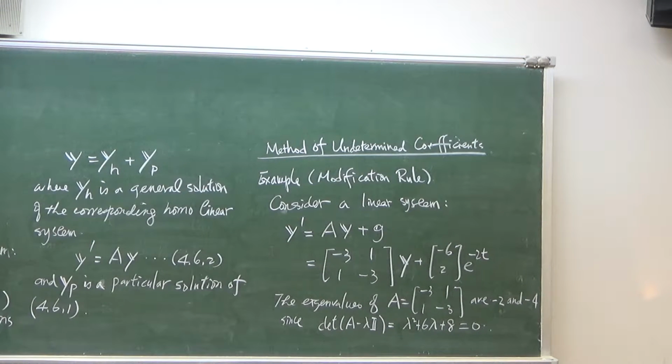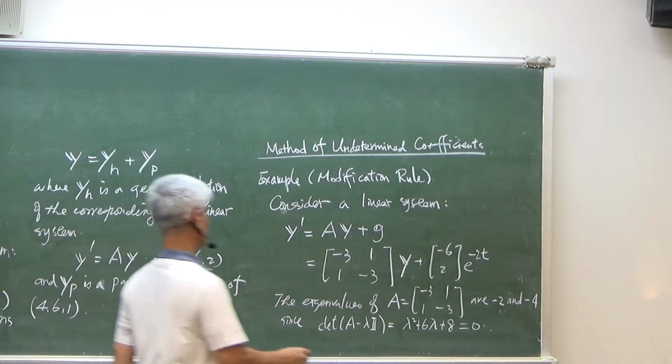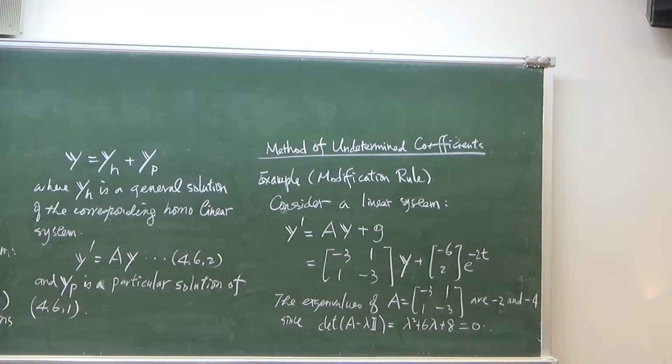Alright, and so a general solution for the homogeneous linear system, that's YH, is C1. Okay, and I have to find the eigenvectors, right? And also find 1 and 1 minus 1 are eigenvectors of A corresponding to eigenvalues minus 2 and minus 4, respectively.